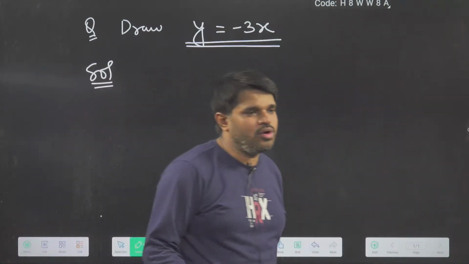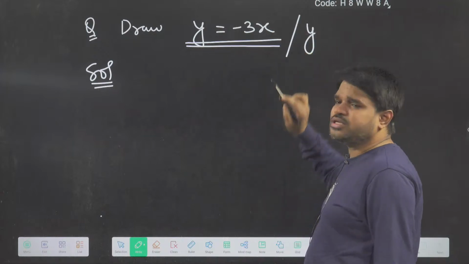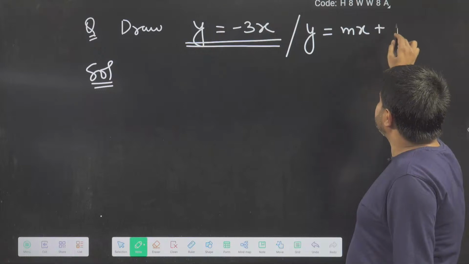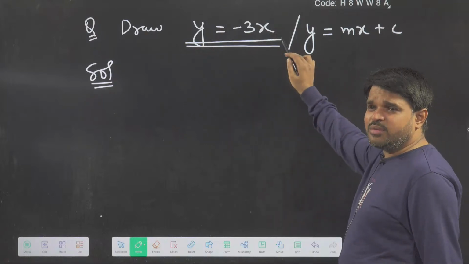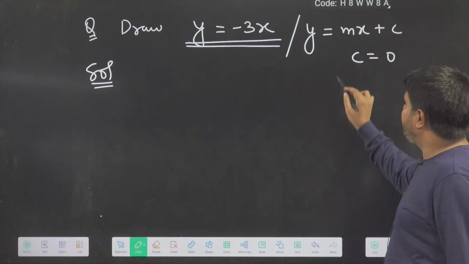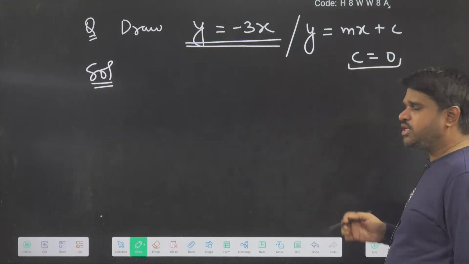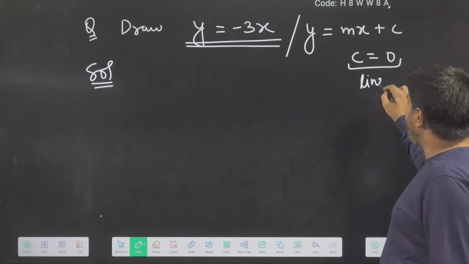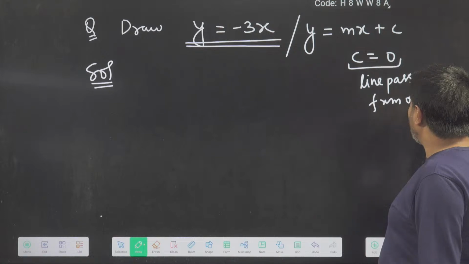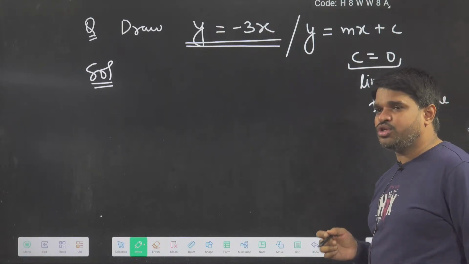Now let's start. If I compare it with the general slope intercept form, y equals mx plus c, here the c term is not present. It means c is 0. Whenever c is 0, the y-axis intersection point is 0, so the line passes from origin. One thing is known to me: the line is passing from origin.